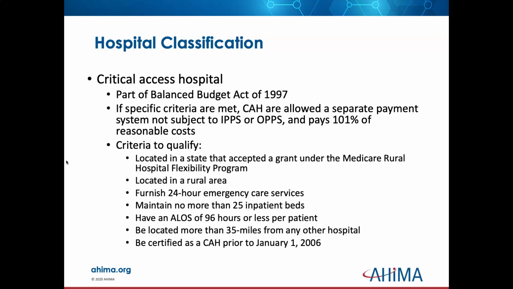Critical access hospitals, however, are different. They are paid a separate payment based on reasonable costs. They have to be located in a state that accepted a grant under the Medicare Rural Hospital Flexibility Program. The hospital itself has to be located in a rural area. They have to furnish 24-hour emergency care services, maintain no more than 25 inpatient beds, have an average length of stay of 96 hours or less per patient, be located more than 35 miles from any other hospital, and be certified as a critical access hospital prior to January 1st of 2006. And there are over 80 of these in Iowa, I believe.